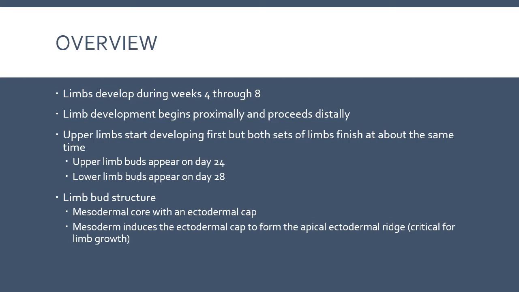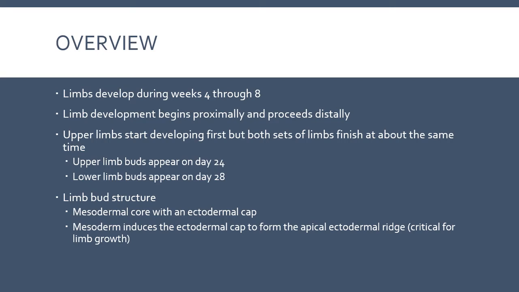We talked about in previous lectures that the limbs actually bud off of the presumptive shoulder and hip regions, and then they extend outward from there. Now, the upper limbs start developing first around day 24, with the lower limbs following around day 28, although they will finish about the same time.